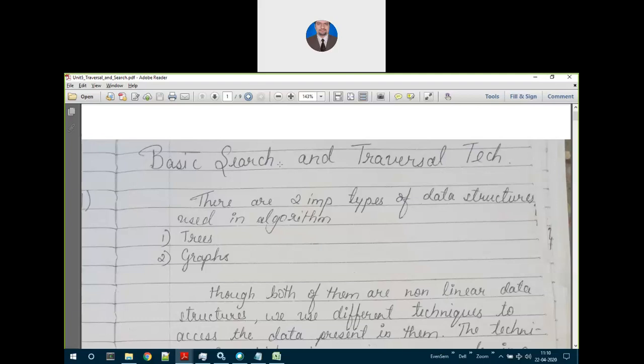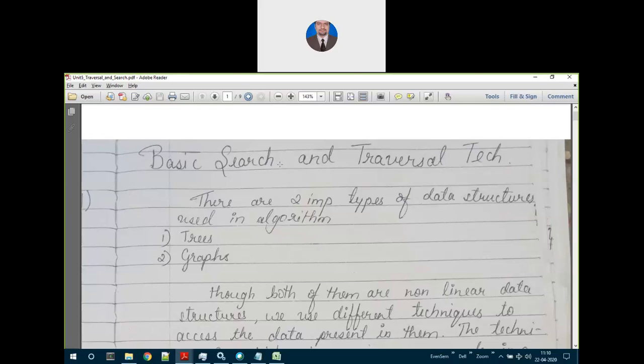Okay, so these basic search and traversal techniques we are going to study in DAA, especially with respect to two types of data structures, what we usually call non-linear data structures, which are trees and graphs. With respect to trees and graphs, we are going to study how to perform the search and traversal techniques. Very basic operations we are going to study. We are not going in depth, only the basic parts we will be studying here.